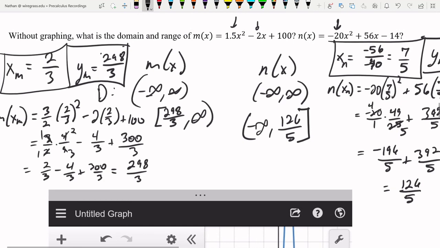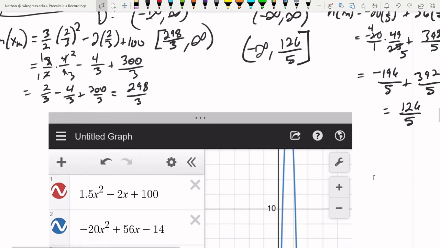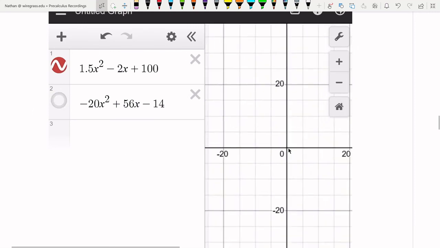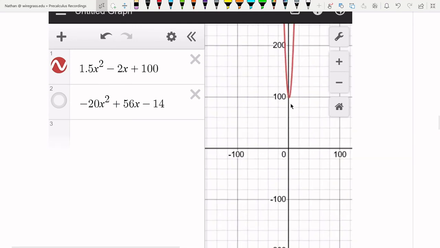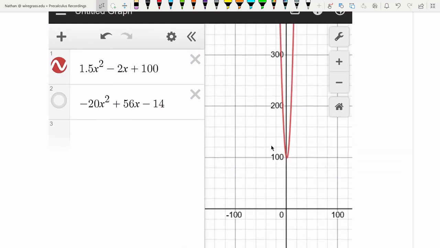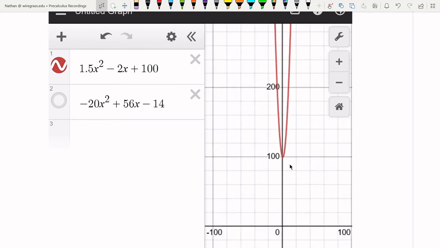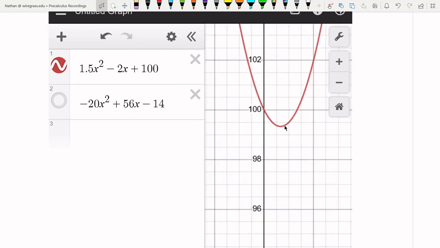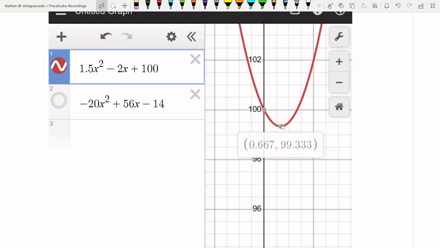Okay, now let's actually graph these to show you that it's actually accurate. So let's graph this first one here. You can see I had to zoom out quite a bit because of this plus 100, it shifted upward a lot. And if we zoom in on this, Desmos is quite nice because all we have to do is click on it, and it actually shows us the vertex.